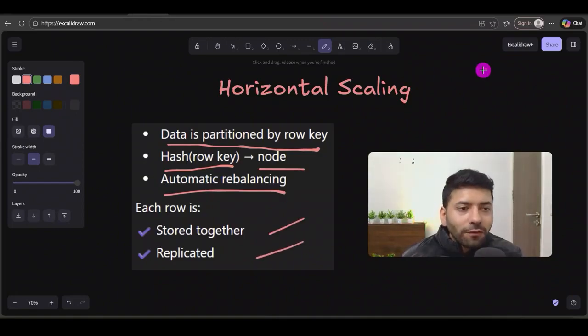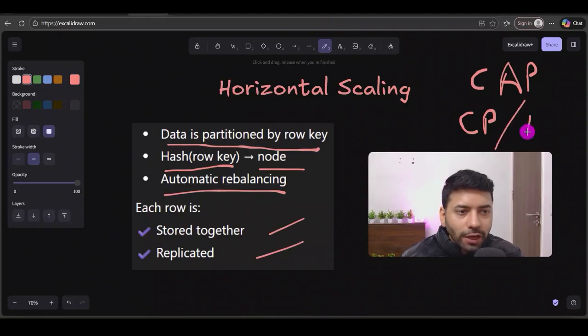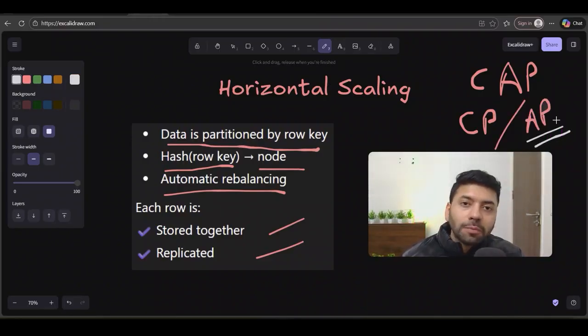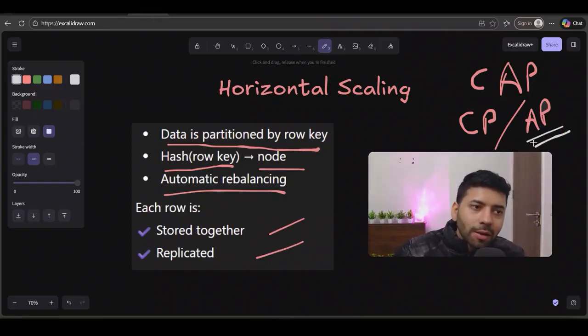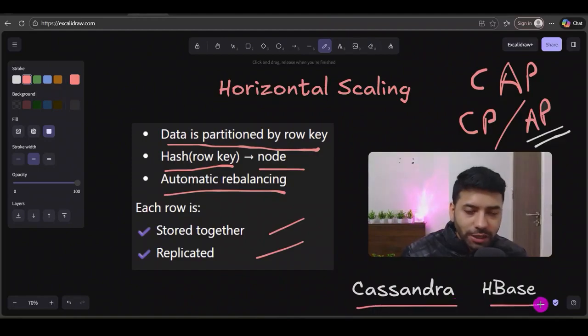Now apart from this, let's talk about the CAP theorem. As we know, we can either follow consistency with partition tolerance or availability with partition tolerance. In the case of a wide column database, we give more preference to availability with partition tolerance, or you can say it's tunable consistency, with more preference given to availability. A few very famous examples of wide column databases are Cassandra and HBase.